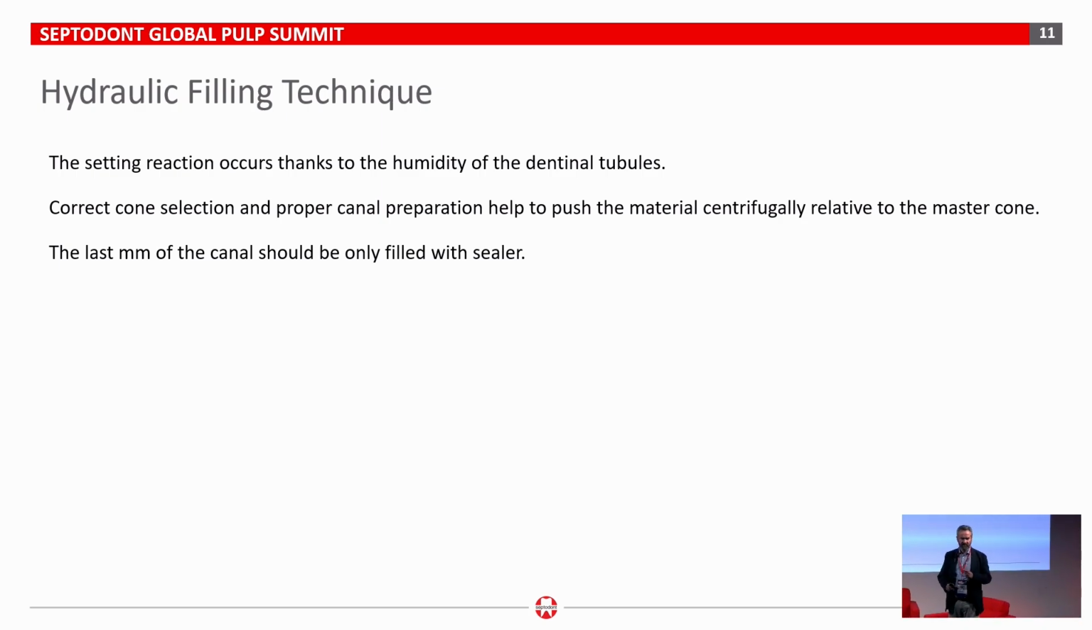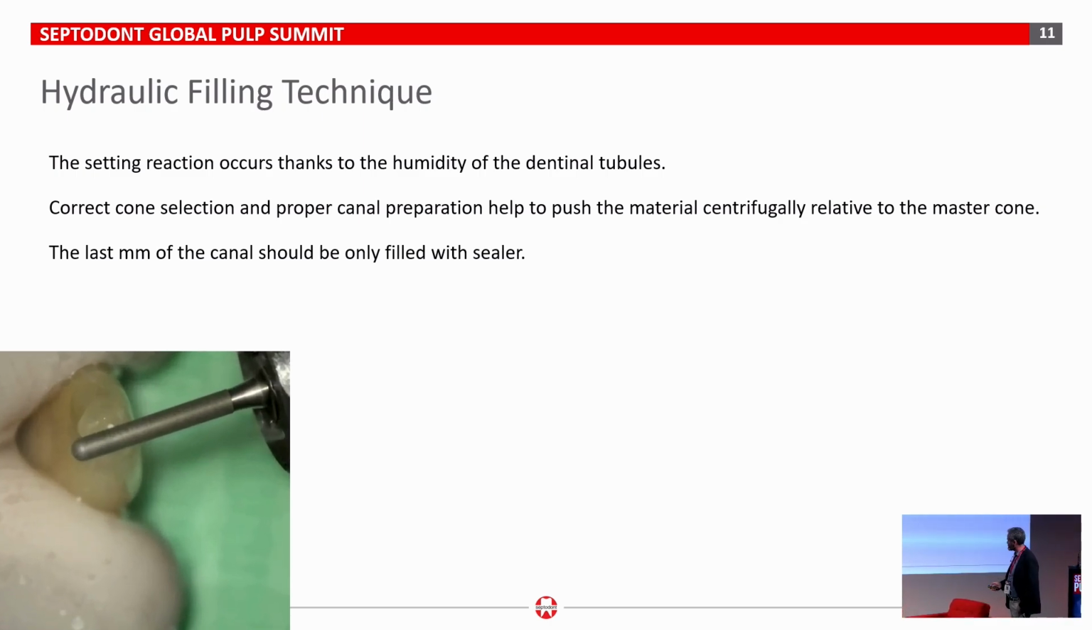So this technique, the setting reaction is different from the BioRoot because this is a premixed one. The setting reaction occurs thanks to the humidity of the dentinal tubules. It is different from the BioRoot classic RCS, where the setting reaction begins when we mix the powder and the liquid. It's totally different. But as I said before, the correct cone selection and proper canal preparation help to push the material to the apical part. Ideally, the last millimeter of the canal should be filled only with sealer.